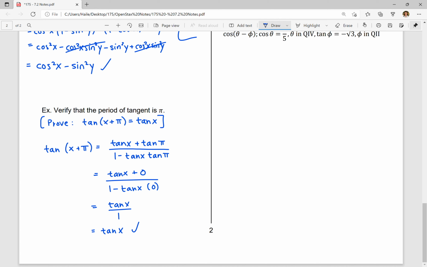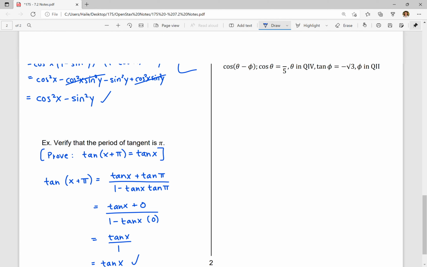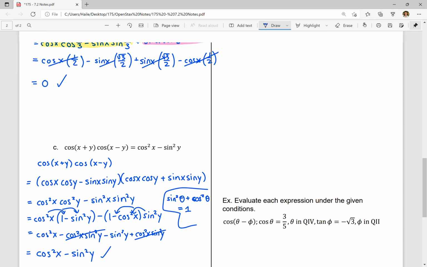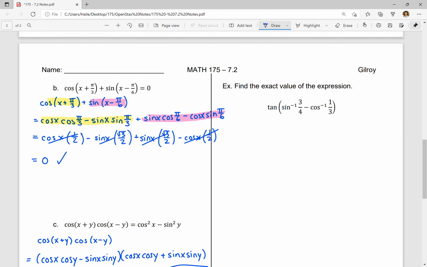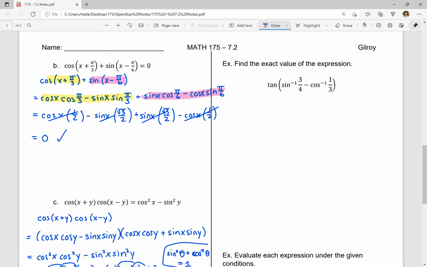Okay, so we're done with identities for this section, but we're going to try a few more slightly complicated problems, just in case they come up on your homework or a test review or a test. So in this next example, we're going to find the exact value, but this one's going to be a little tricky. So we have the tangent of sine inverse of 3/4 minus cosine inverse of 1/3.